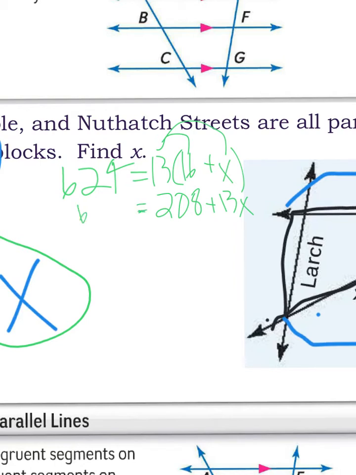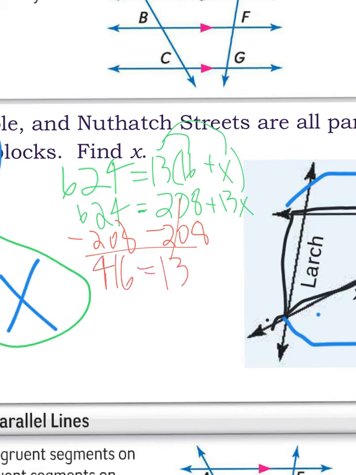And then I still have 624 over there. Now it's just a two-step problem. I'm going to minus this over, and then I'll divide by the number that's by the x. So 624 minus 208 is 416. 416 equals 13x. What's 416 divided by 13? We get 32.